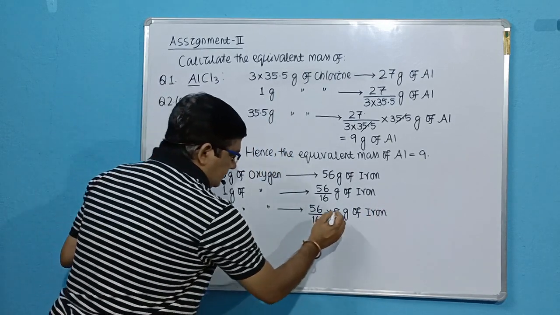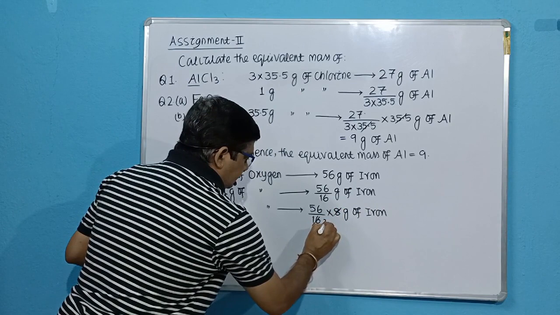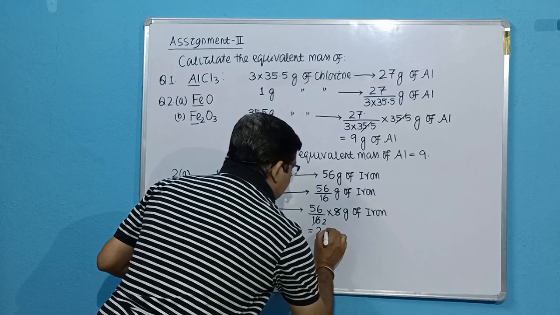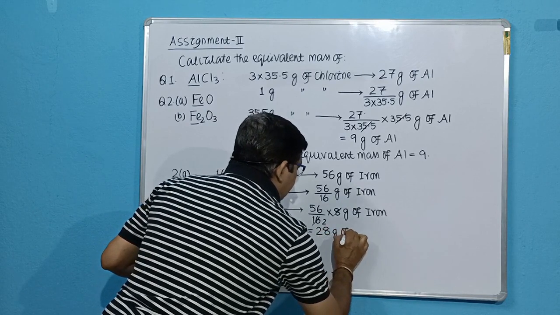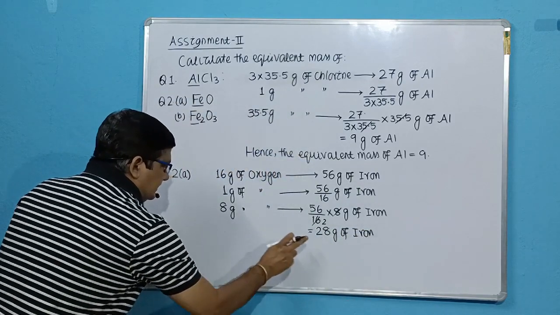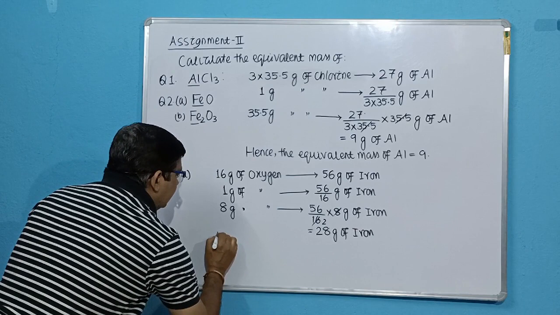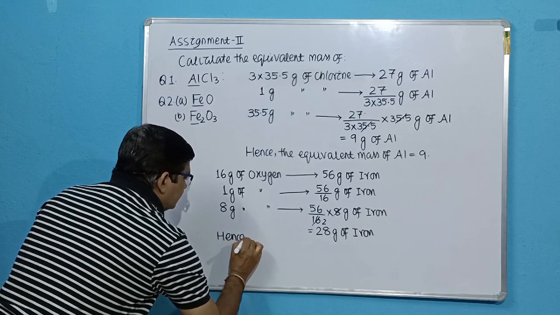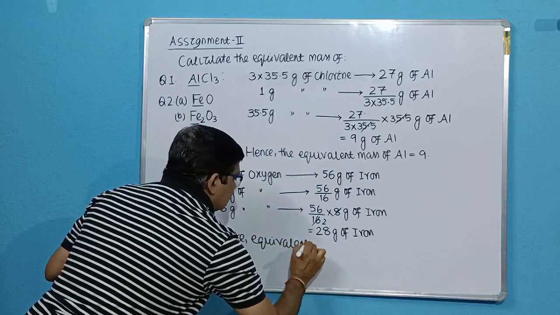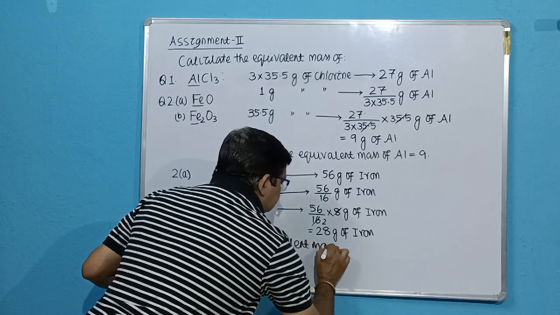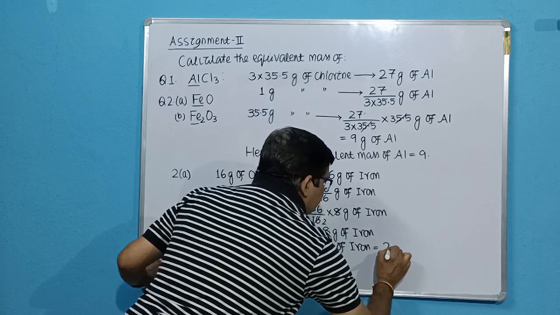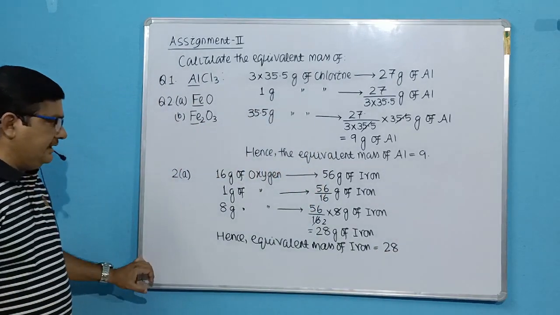Okay. So 8 into 2 is 16. So 56 by 2. That means it will combine with 28 gram of iron. Hence, the equivalent mass of iron will be 28. This is the answer of 2A.